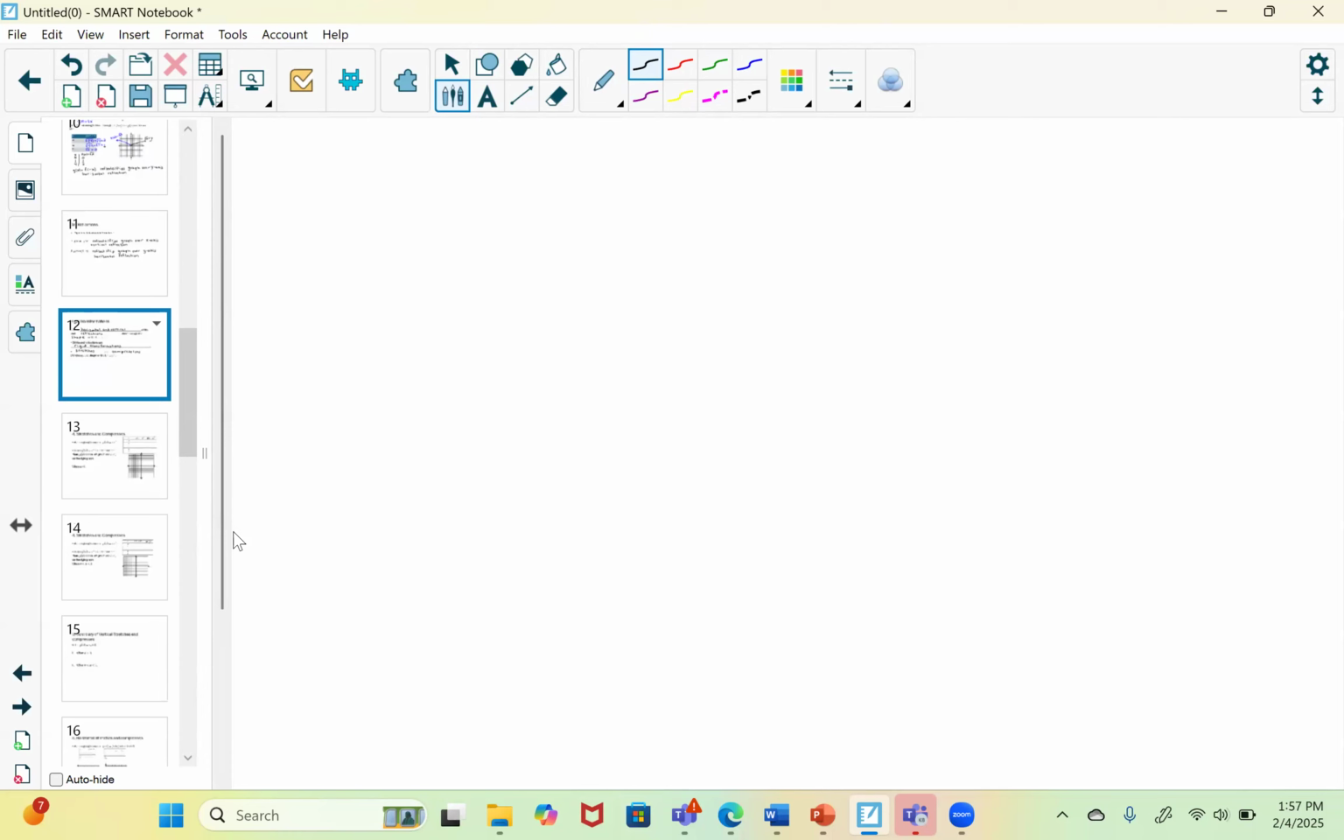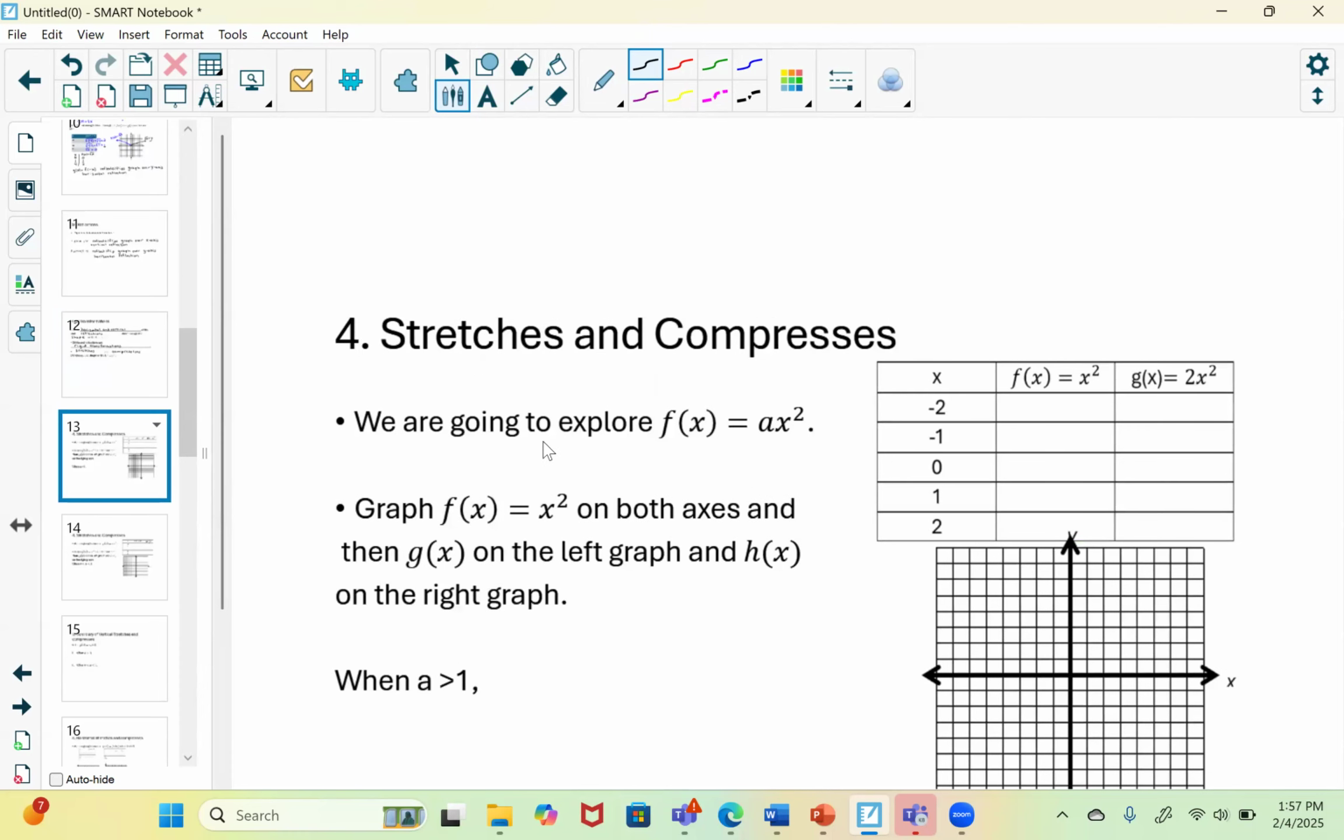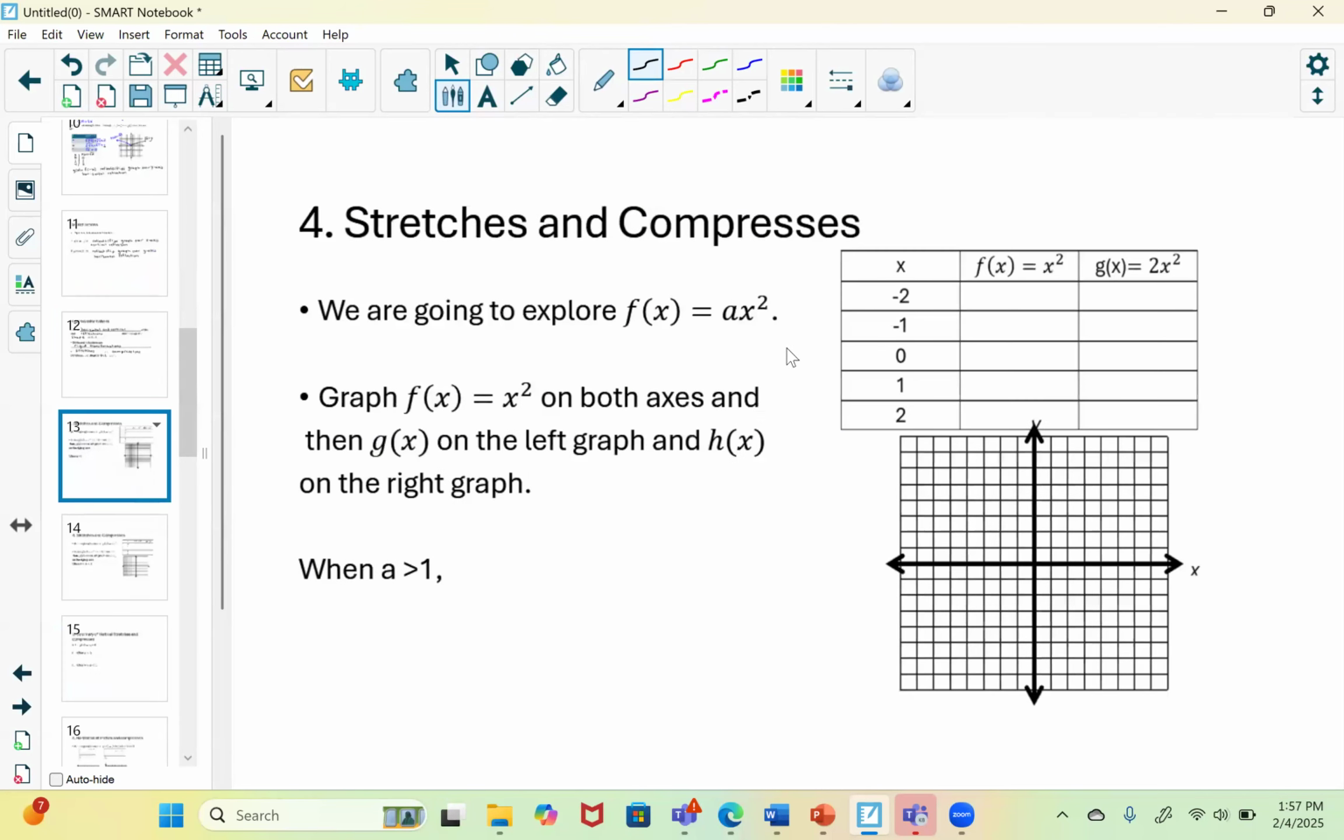So let's look at the stretches. So we have a function a times x squared. Okay, so we're gonna have a number outside of the x squared, like 2 times x squared, and that again is considered outside. So we're gonna look at what happens when a is greater than 1. In this case, we're gonna graph x squared again, so I'm gonna quickly fill that in. Again, I'm just squaring each of these. Okay, now I'm gonna do 2x squared.